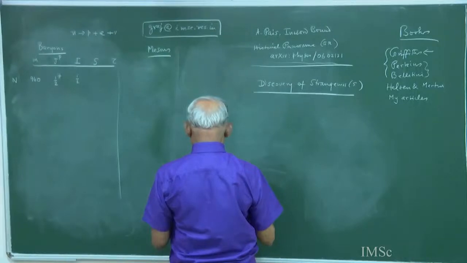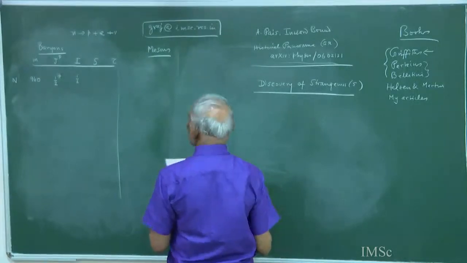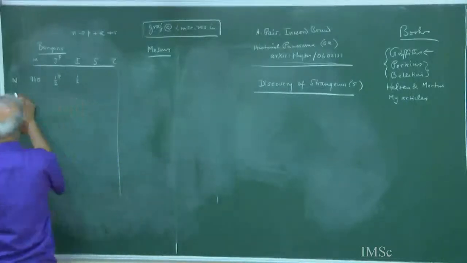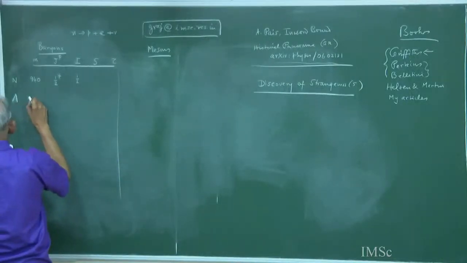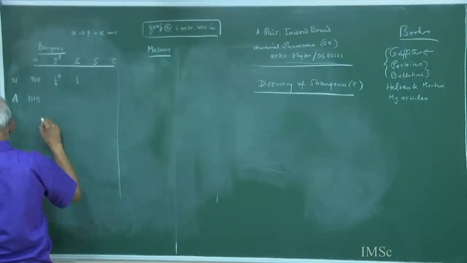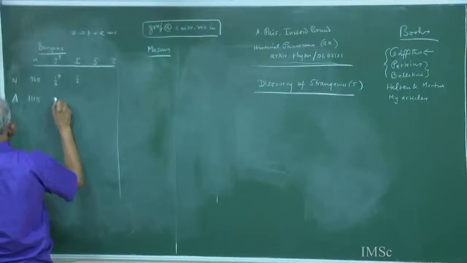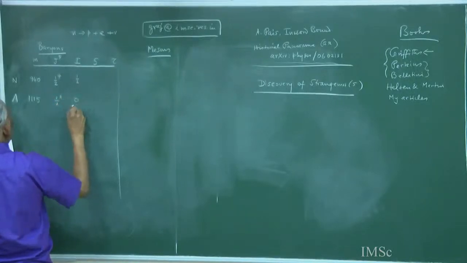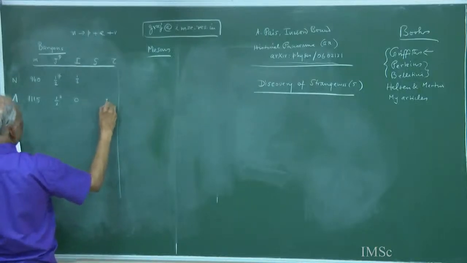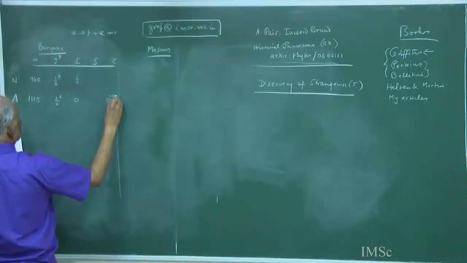It was seen that some particles, which I am going to introduce here, lambda, with the mass higher than 940, 1115, spin parity is half plus, isospin is 0, strangeness we will come to, and the lifetime about 10 to the power minus 10 seconds by weak interaction.